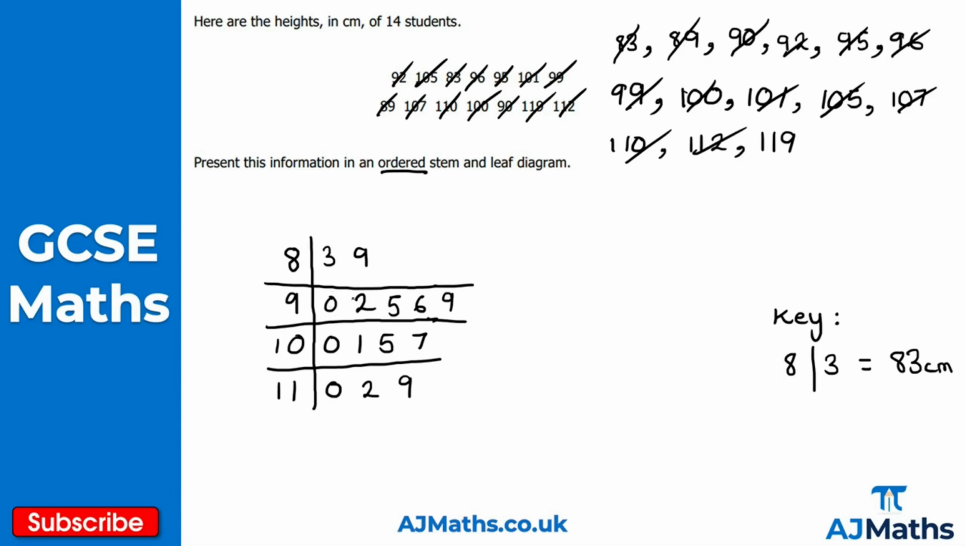So 1, 2, 3, 4, 5, 6, 7, 8, 9, 10, 11, 12, 13, 14. Perfect. We've got 14 numbers. So that seems sensible again. And that's our ordered stem and leaf diagram there.